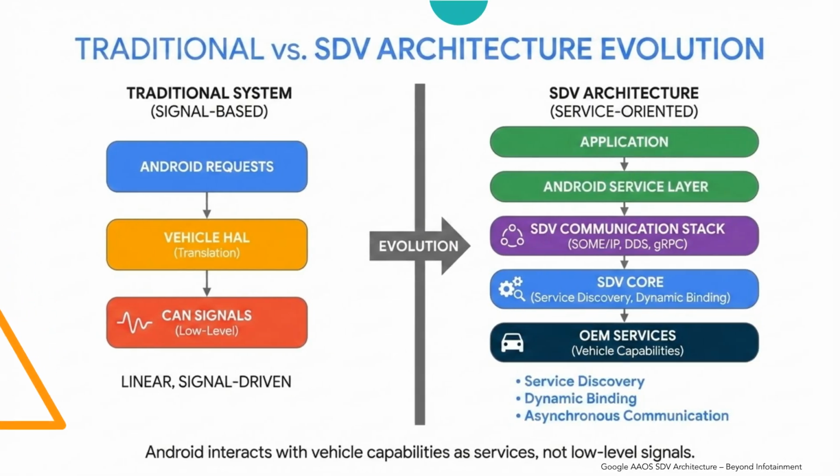In traditional systems, Vehicle HAL translated Android requests into CAN signals. In SDV architecture, this evolves into a service-oriented communication stack. The new flow becomes application to Android service layer, to SDV communication stack, to SDV core, to OEM services. This introduces service discovery, dynamic binding, and asynchronous communication. Technologies like SOME/IP, DDS, and gRPC are used. Android now interacts with vehicle capabilities as services instead of low-level signals.